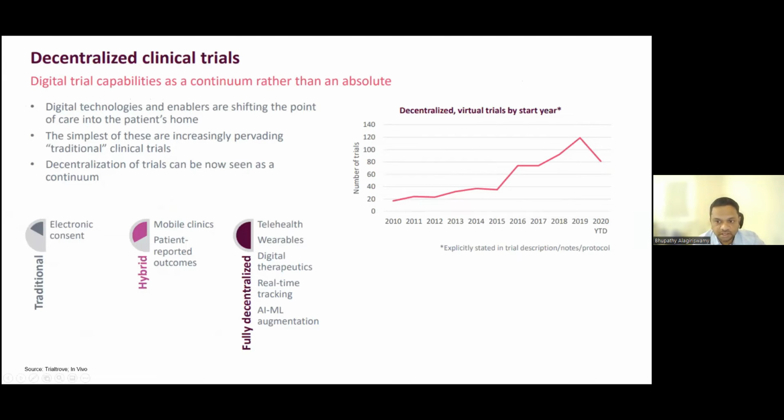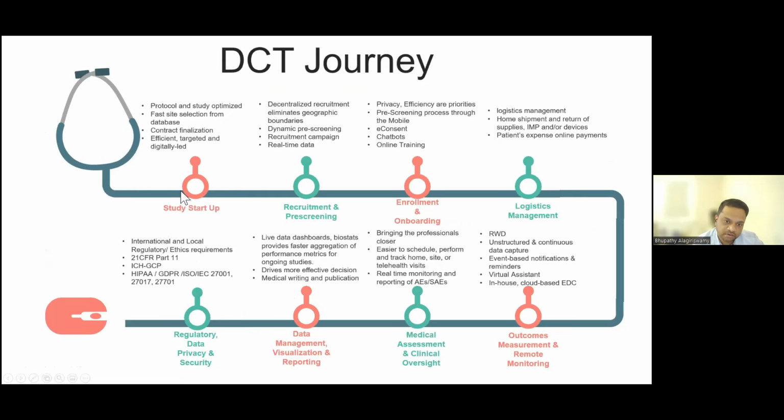If you see year by year, it is growing up and up, and definitely in 2021 there have been many decentralized clinical trials conducted, especially as the pandemic situation created a great opening for them. There are, as I said, hybrid and traditional ones, and fully decentralized clinical trials. We are focusing on where we use telehealth, wearables, digital therapeutics and real-time tracking, and AI and ML augmentations are really helpful. Similarly, as we see in the clinical trial process, artificial intelligence plays various roles.